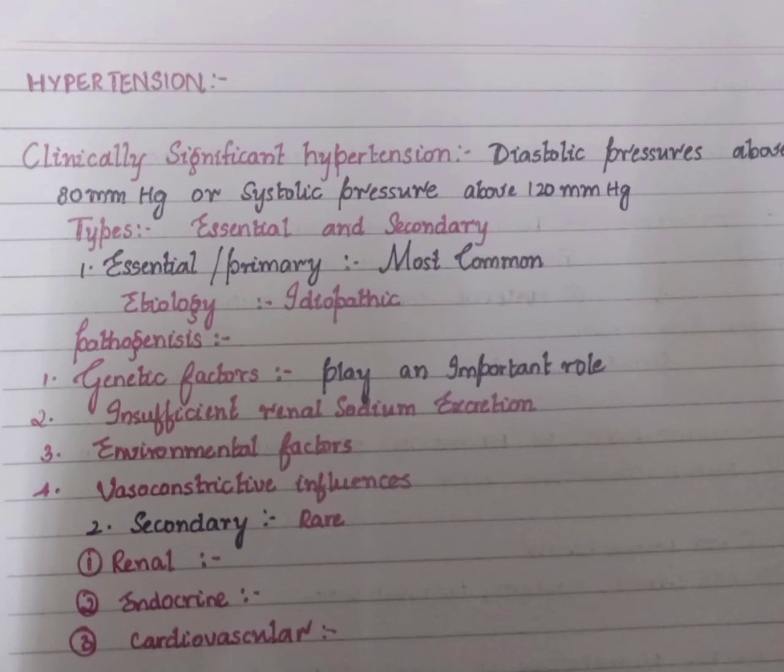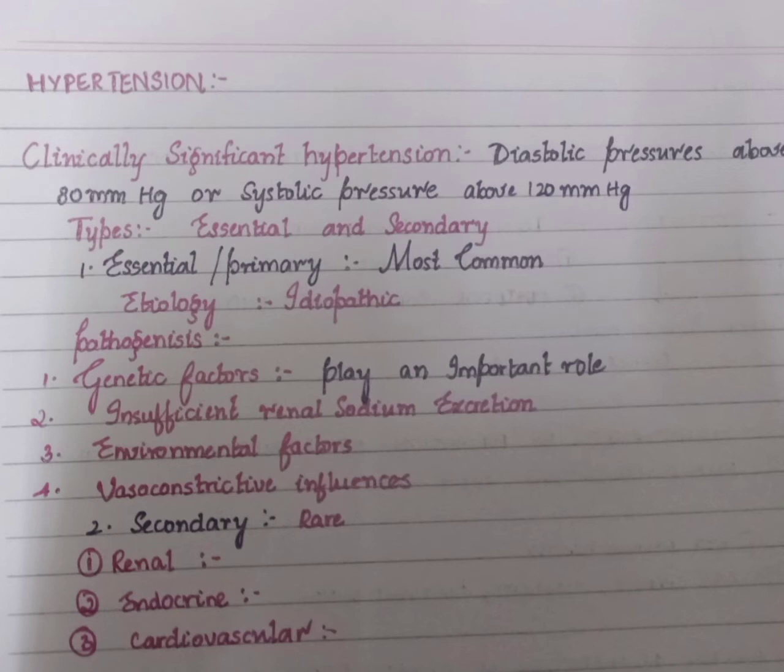Fourth factor is vasoconstrictive influences. Factors that cause the vasoconstriction and stimuli that cause the structural changes in the vessel wall lead to increased peripheral resistance, thereby increasing the pressure. Now let us see about secondary hypertension. Secondary hypertension is a rare one.